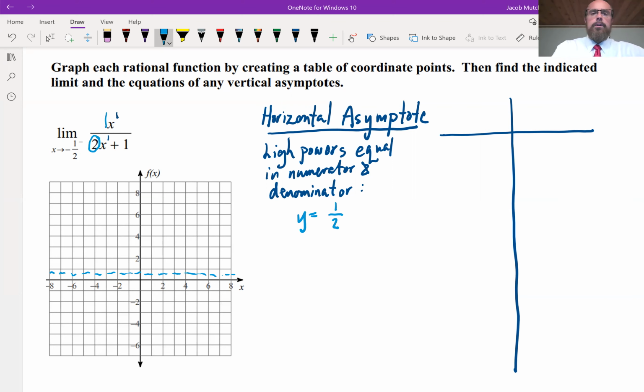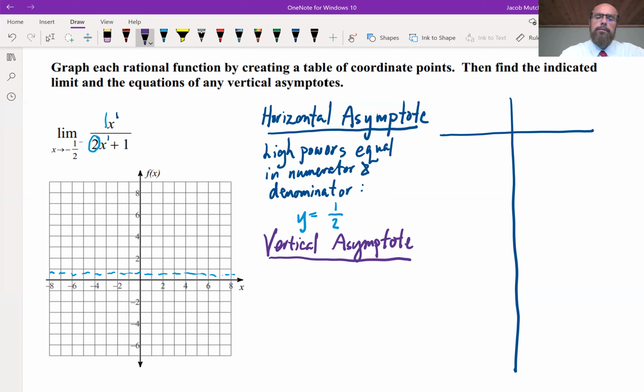Let's also find the vertical asymptote. So we found the horizontal asymptote by comparing the high powers above and below. Turned out they were the same, so we took the coefficients. For the vertical asymptotes, remember, we find those by setting the denominator of the rational function equal to 0, and then we solve. So I'm going to rewrite that denominator. It's 2x plus 1. I'll set it equal to 0, and then I want to solve that.